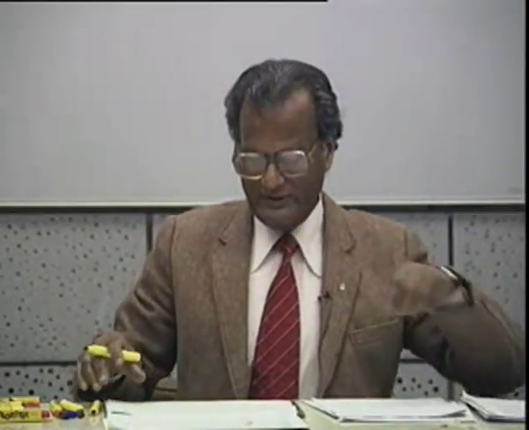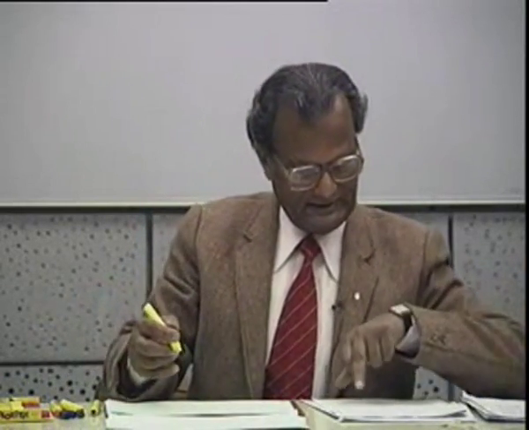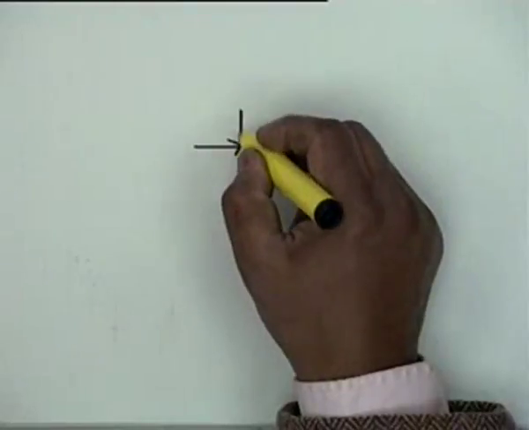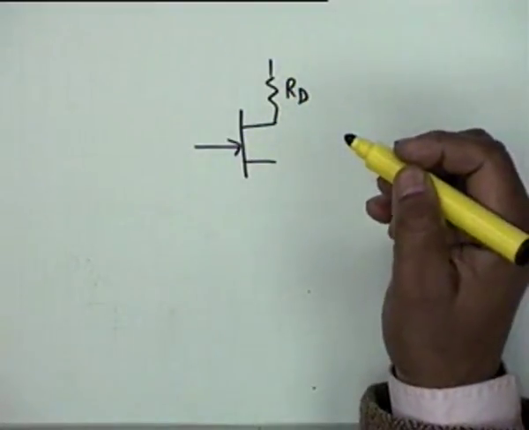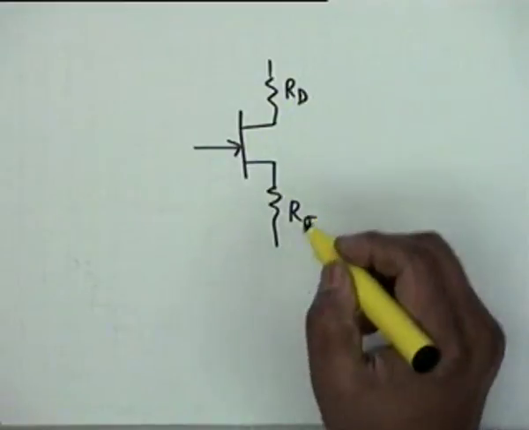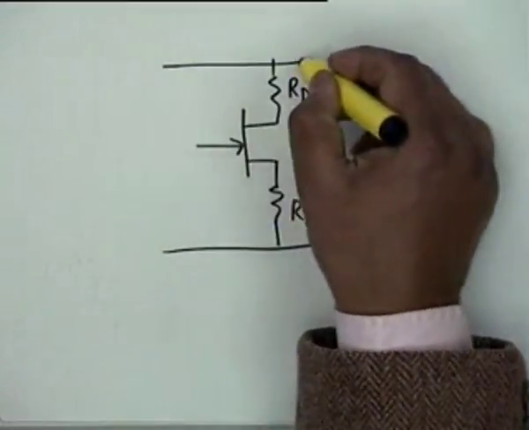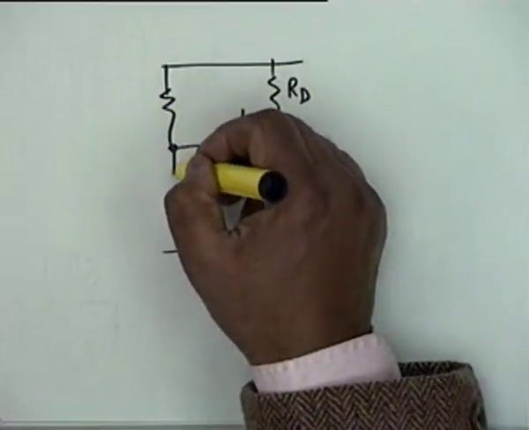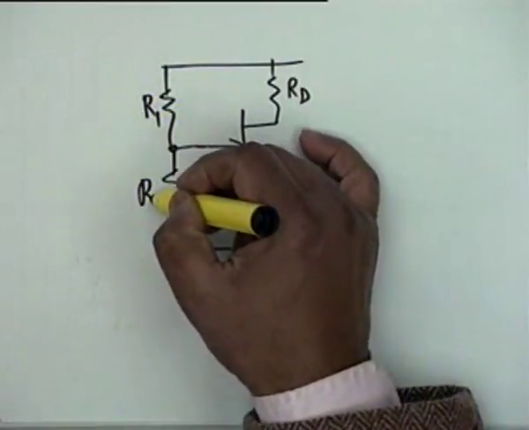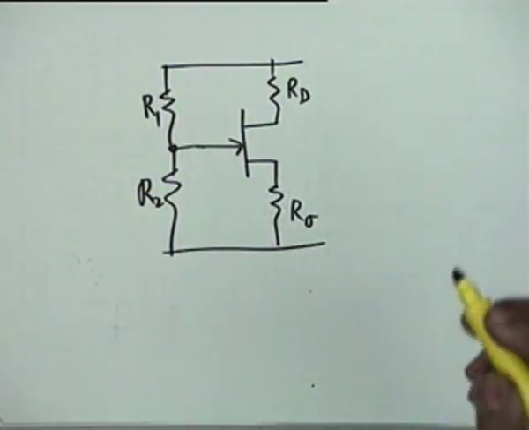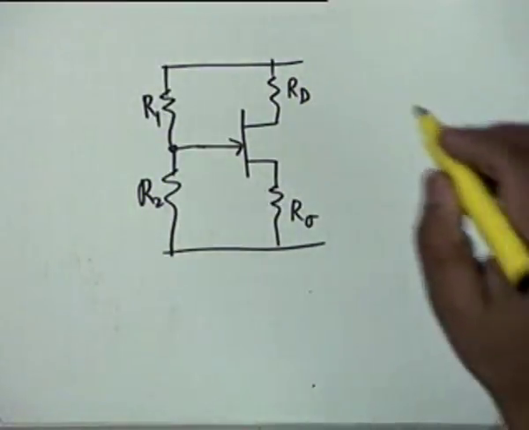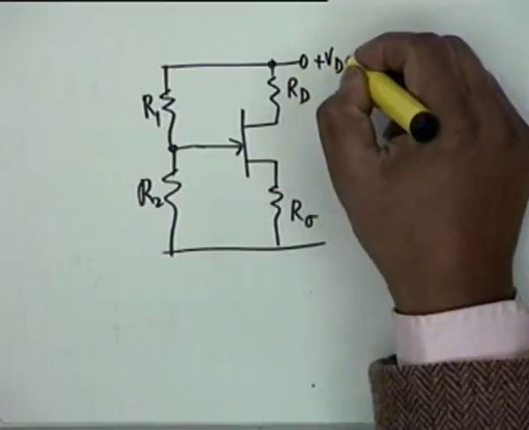Okay, the next question is question number 4 in the tutorial sheet, and this question is like this. Again we have an N channel JFET with a resistance at the drain and a resistance at the source terminal RS. Then there are 2 resistances, R1 and R2, supplying the gate, and this is of course VDD.